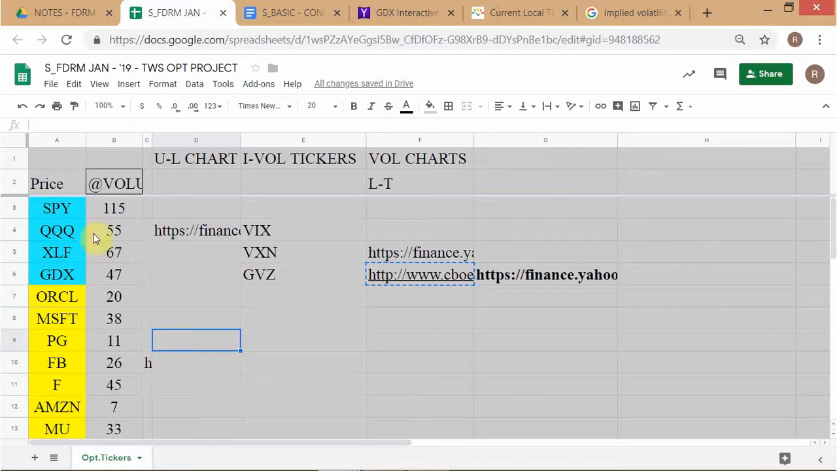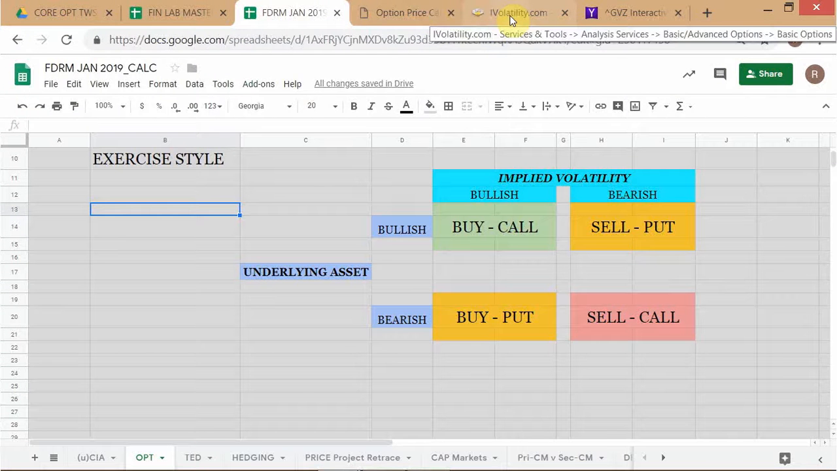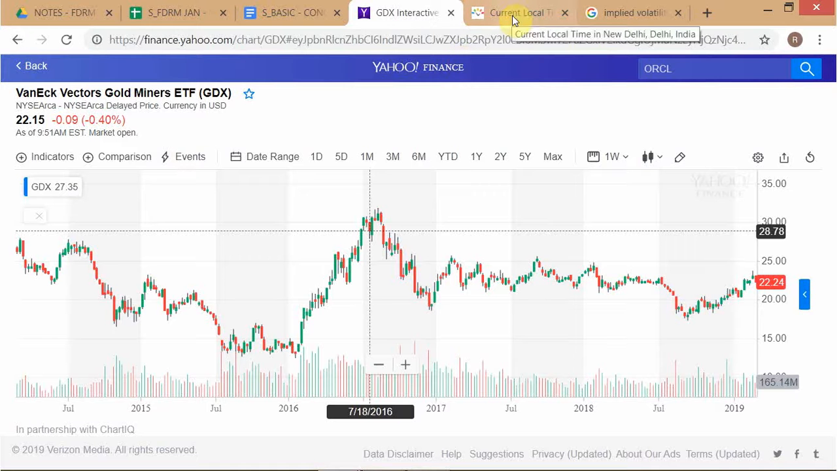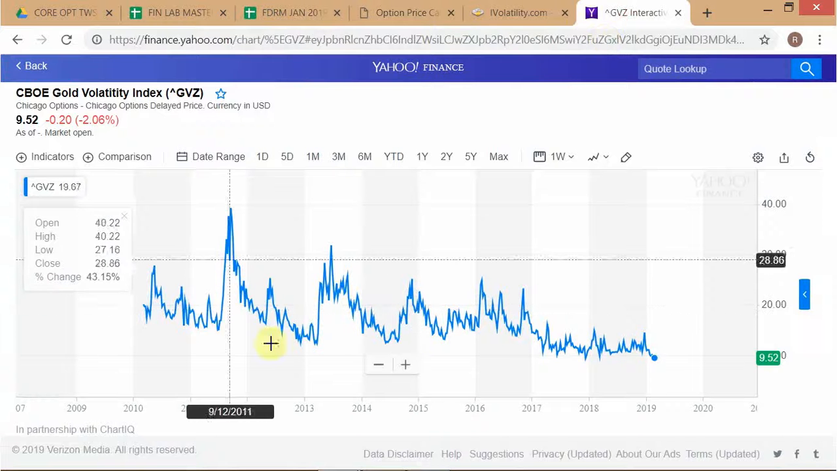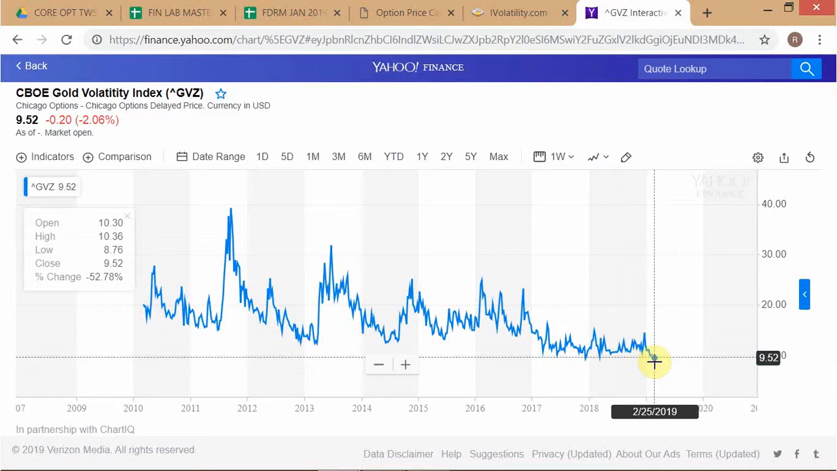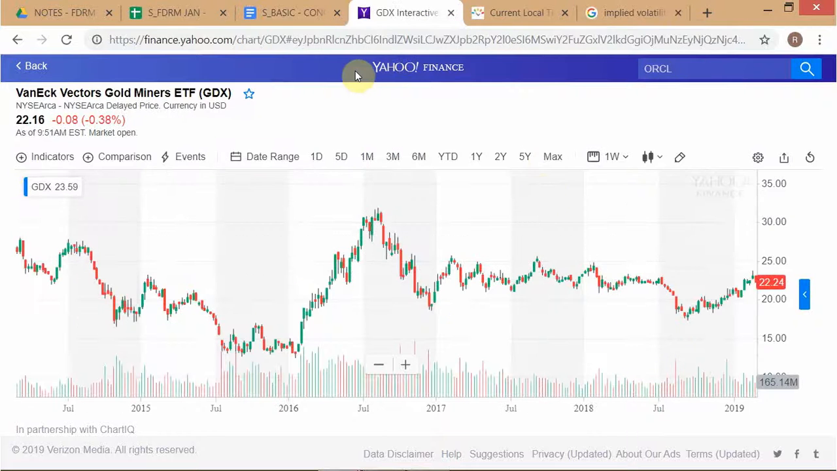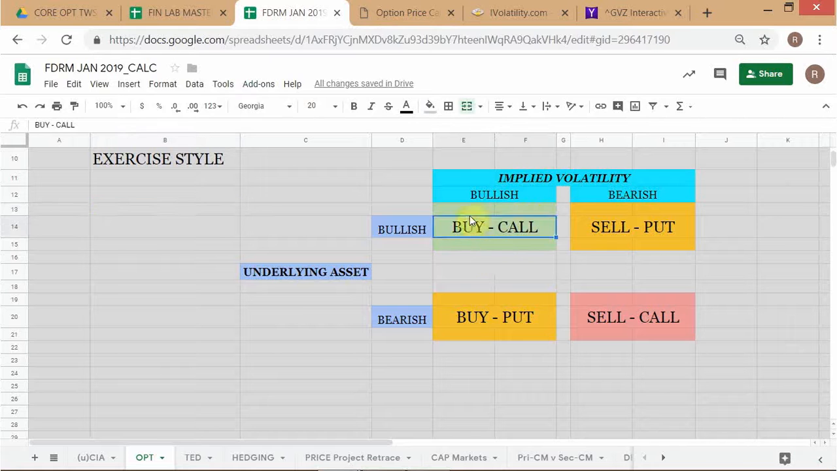Take each ticker in your option trading project and form a view on the underlying. I took the example of GDX. I formed a view on the GDX. I looked at the IVOL chart of the GDX options, and I formed a view on the IVOL for GDX, and that was bullish as well. That brought me to the framework, and I decided that my decision is to buy a call.